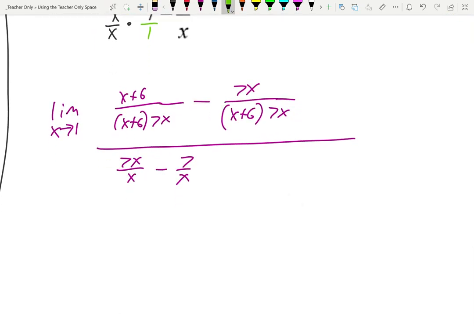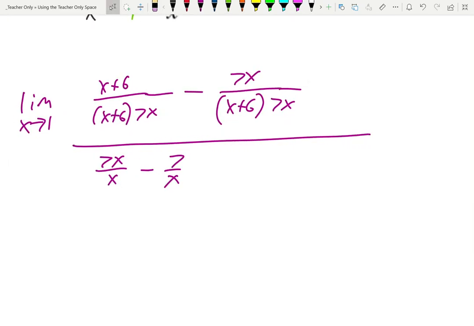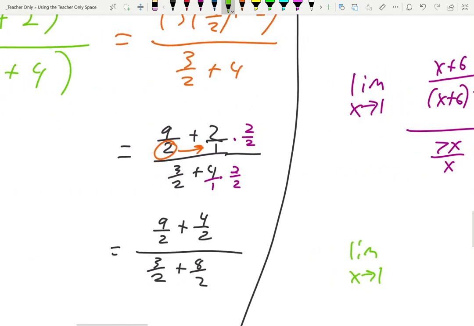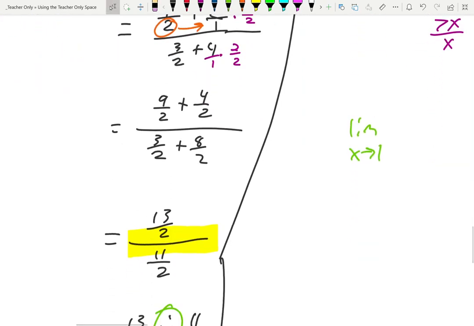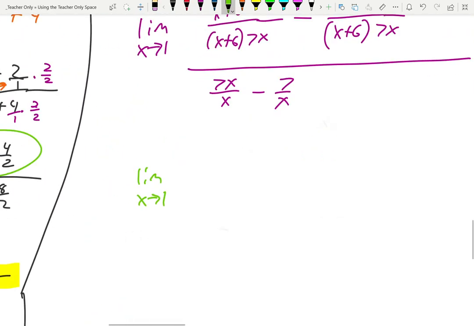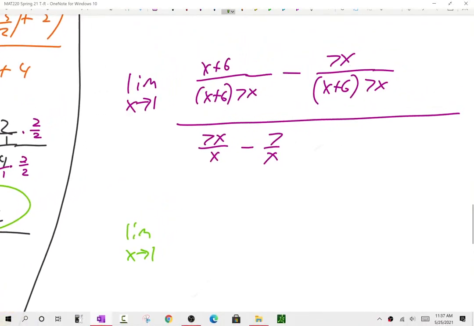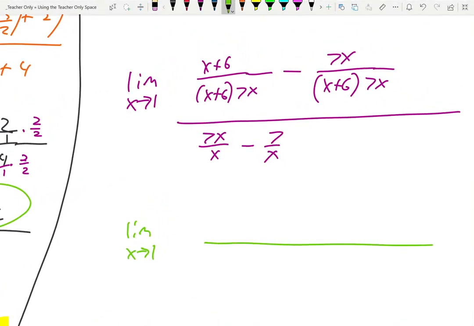So we keep going. Now, how do we add fractions? When they have common denominators, the denominator stays the same, right? Let me go back over here, right? When I added the 9 halves and 4 halves, the denominator stayed the same. It stayed as halves, just the numerators added. 9 and 4 makes 12 or 13. So here, we're going to keep our denominator the same. So it's going to stay x plus 6 times 7x.